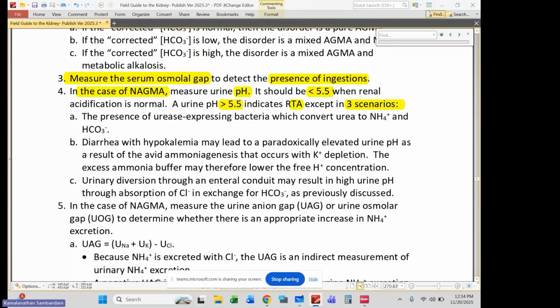However, there are a couple of exceptions to that. If I have urease splitting bacteria in my urine, that would change the pH ex vivo, or at least in the bladder, post tubular. The renal tubules dump the proton, but downstream, wherever the bacteria is residing, I've taken urea.